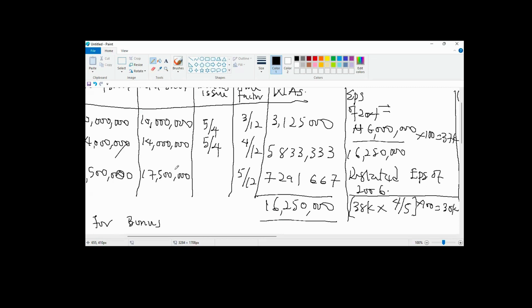In 2008, 17,500 will be the opening balance. They will not borrow it again. Okay.